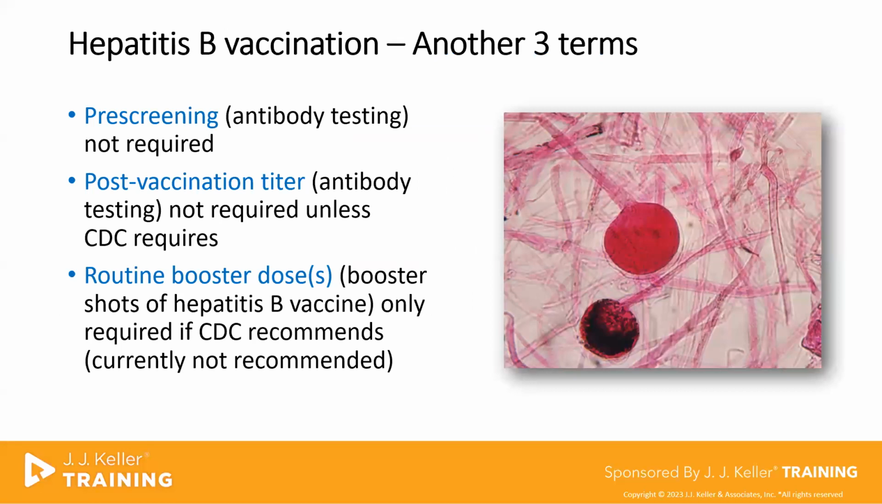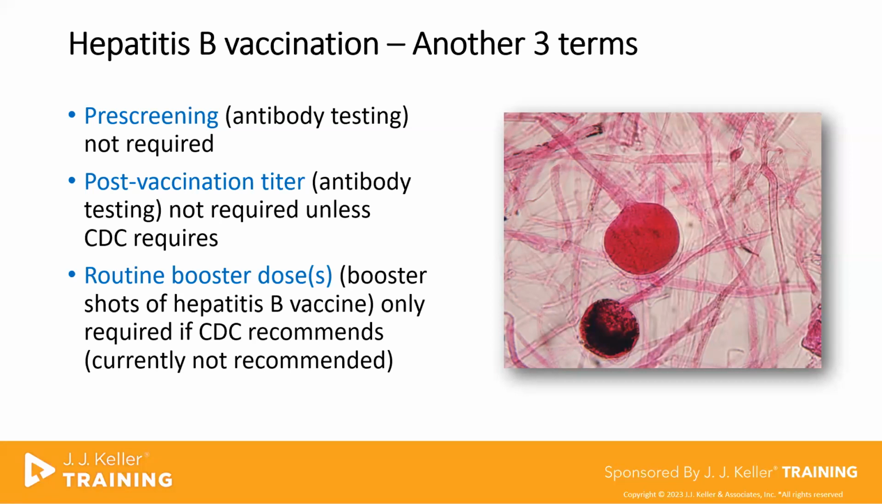The regulation says that the employer shall not make participation in a pre-screening or antibody testing program a prerequisite for getting hepatitis B vaccination. You can make antibody testing available at no cost to workers. If that antibody testing reveals that the worker is immune, you don't have to make the vaccination available. However, if a worker declines the pre-screening, then you must make the vaccination series available to the worker. You also cannot require a post-vaccination titer unless the CDC calls for it. CDC guidelines do in fact recommend this titer for a healthcare professional.